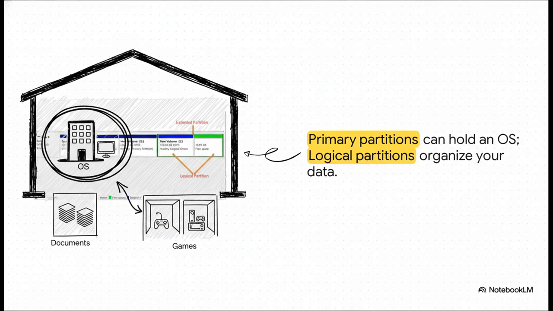A primary partition, that's like building the main office. It's so important you can actually run a whole operating system from it. Then, logical partitions are like building all the smaller rooms inside the rest of the warehouse. Perfect for just organizing your stuff. Documents in this room, games in that one, photos over there.